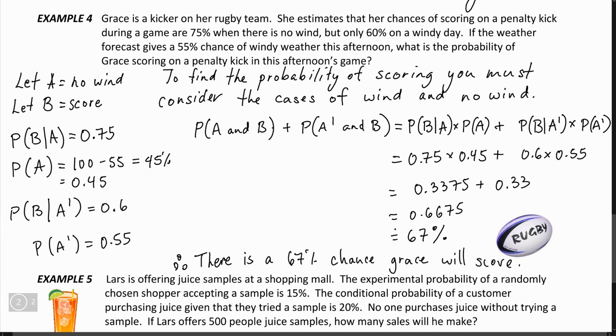Okay? This is all based on whether there's wind or no wind. It's probabilities for each of those outcomes. So what is the total probability when I add them together? It's 67%.